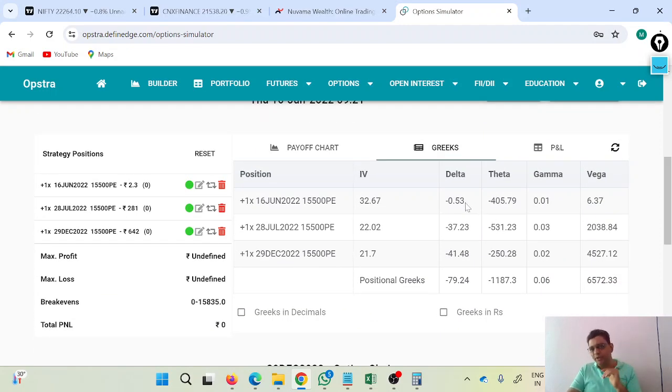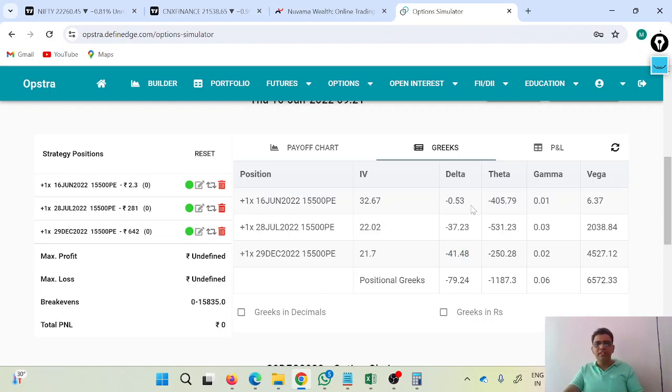If you look at the Greeks, the delta, why has it changed? Okay, fine, forget about it. The delta it is showing is 0.53, so somewhere there could be some problem in the software, but let's forget that and let's focus on the concept. Its delta is 0.53, this is 37, this is 41. Forget about the minus sign. Why is this minus? Because I have bought the put.